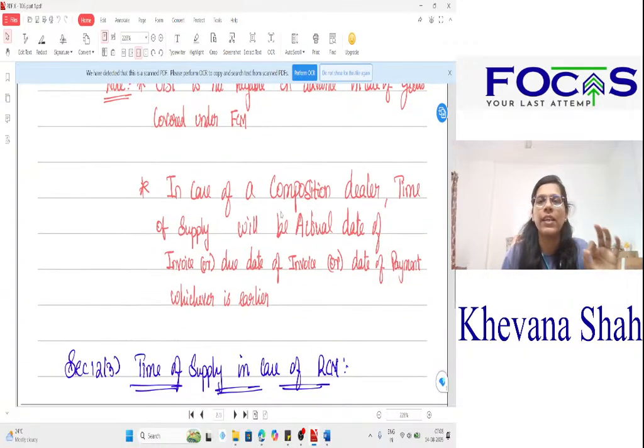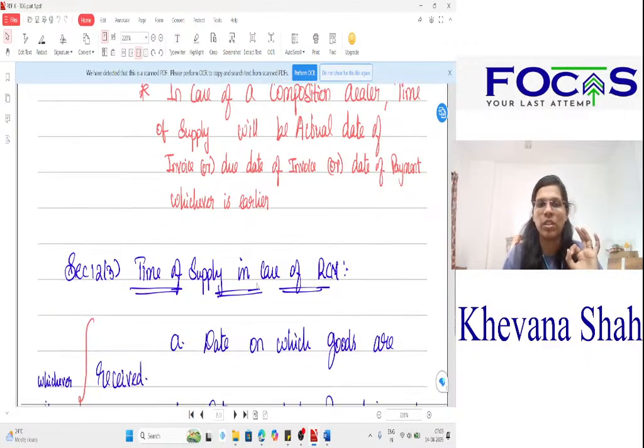And in case of a composition dealer, time of supply will be the actual date of invoice, or due date of invoice, or date of payment, whichever is earlier. So if you have a composition dealer, you will check three dates: your actual date of invoice, your due date of invoice, and your date of payment, and the earliest of these three will be your time of supply in case of a composition dealer.